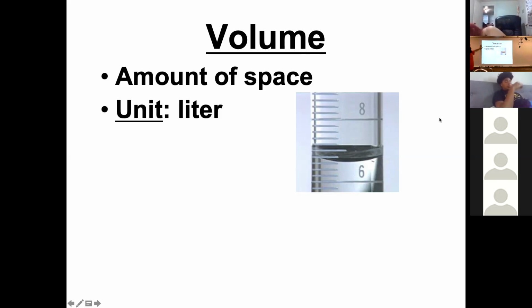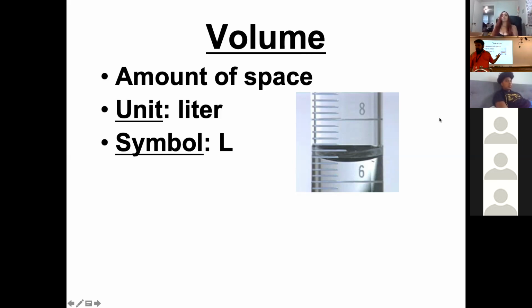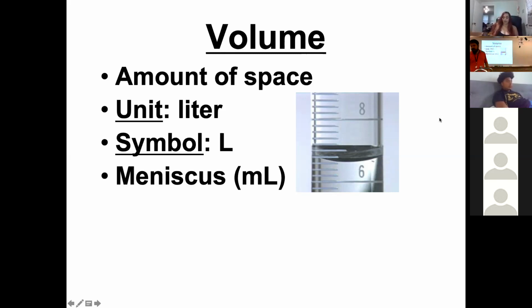We're going to use different types of units here depending on what we are measuring. For liquids, we're going to use the liter. And the symbol we use is a big L. Little l would be confusing, so make sure, just like mass is little g for grams, little m for meters, volume is big L for volume.